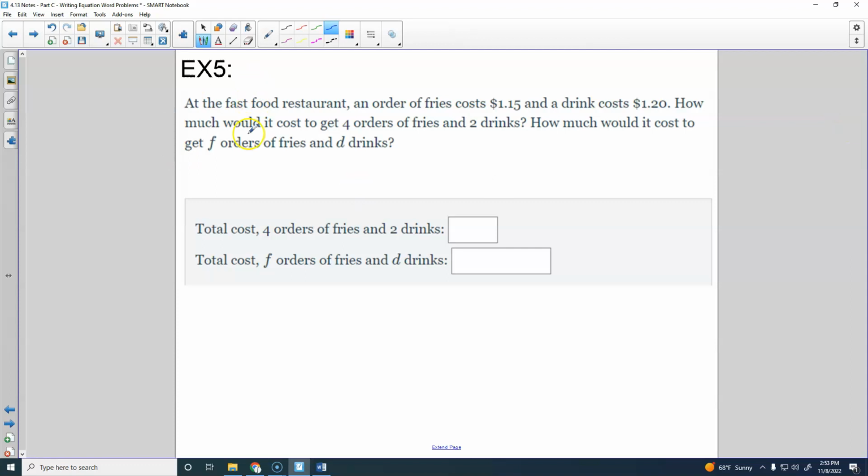Here's another one. Fast food restaurant, an order of fries costs $1.15. A drink costs $1.20. How much would it cost to get 4 orders of fries and 2 drinks? How much would it cost to get F orders of fries and D drinks? Now this time, what is it asking for? Cost. Do we need to use the cost that they gave us for this? Yes. So we'll do 115 times 4 plus 120 times 2. What do we get? 7.